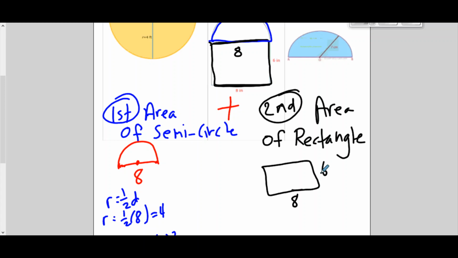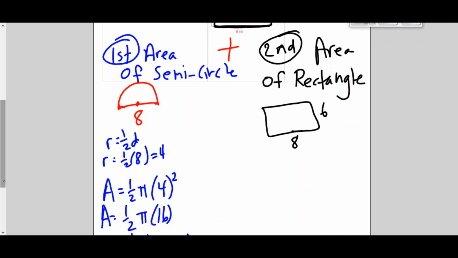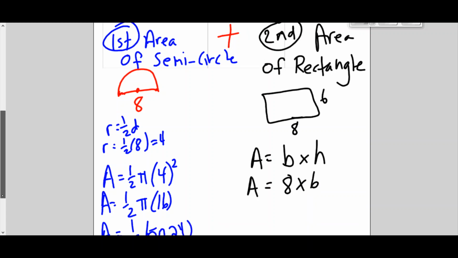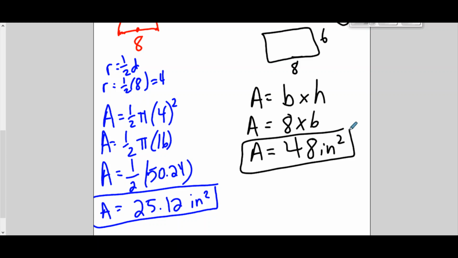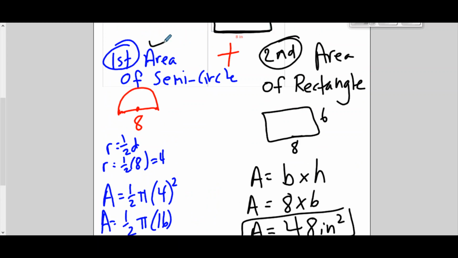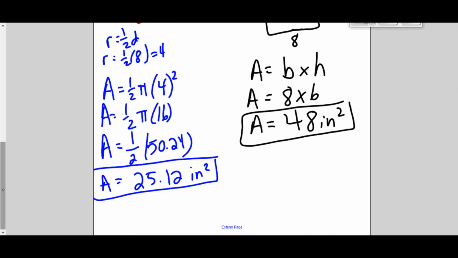So the area formula for a rectangle, remember, is area equals base times height. So this is area equals 8 times 6, which is 48. So the area of the rectangle is 48 inches squared. Now I found the area of the semicircle, I found the area of the rectangle. Now I need to add them together. So I'm just going to add these two boxes together.